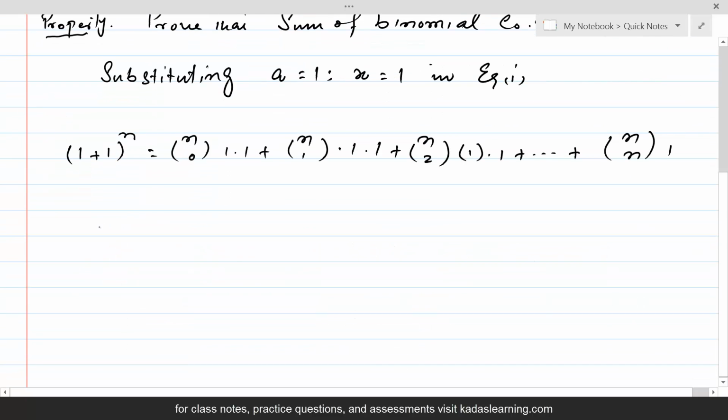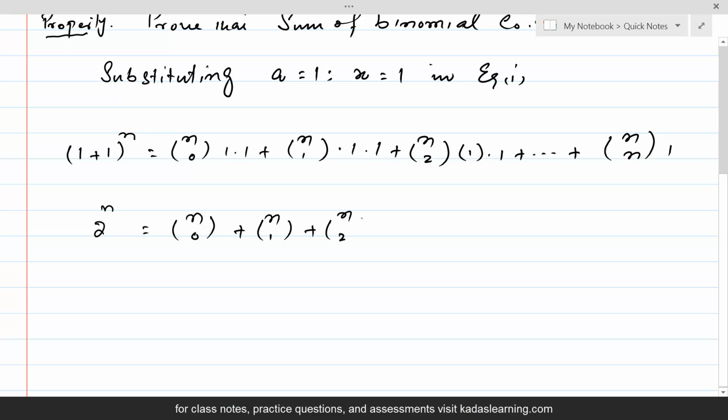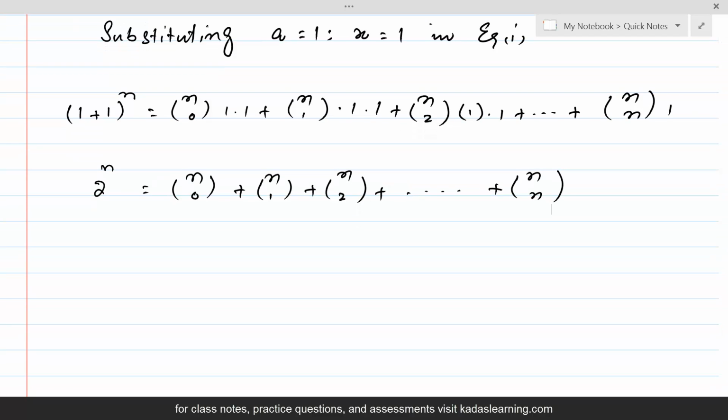This gives us 2^n equal to nC0 + nC1 + nC2 + so on + nCn. This proves the property that the sum of binomial coefficients is equal to 2^n. And let's take a look at the second property, property number 2.